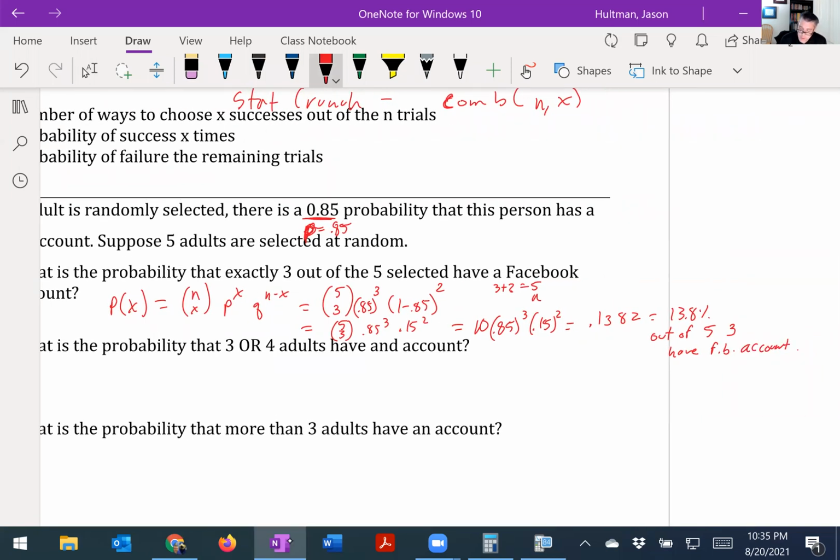Okay, not too high. It is what it is. So, but that's exactly 3 out of 5. Okay, that's exactly 3. Have a Facebook account. Right.